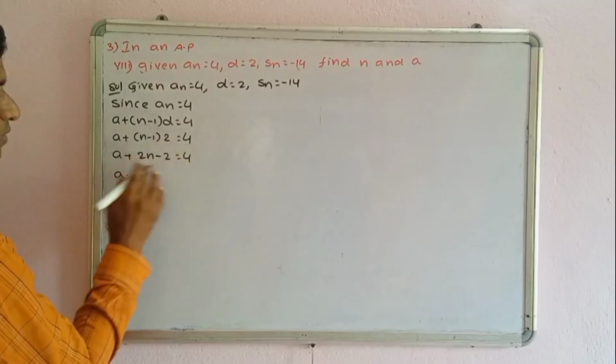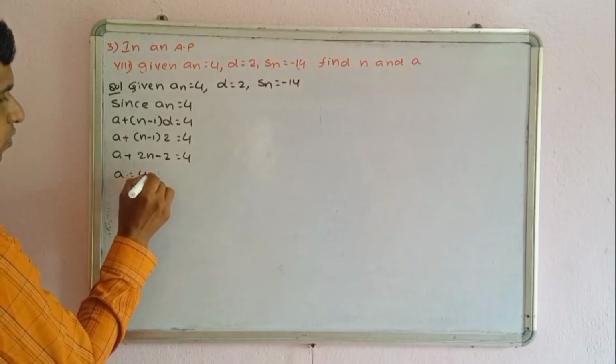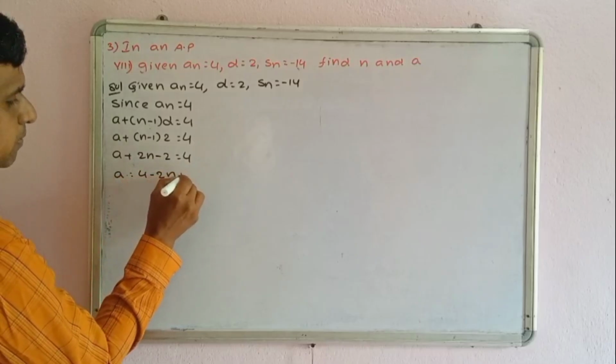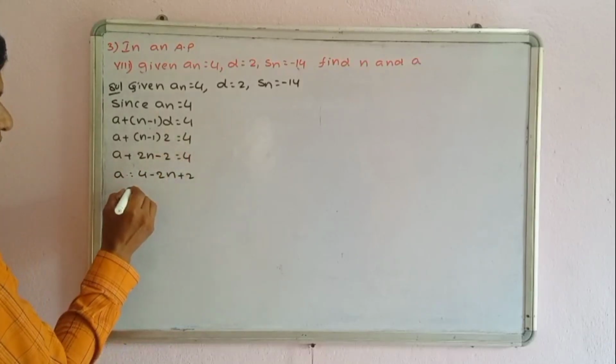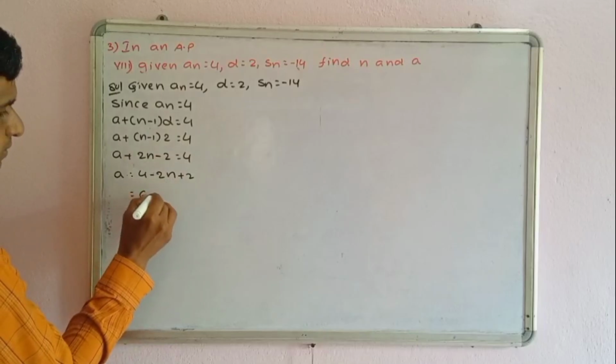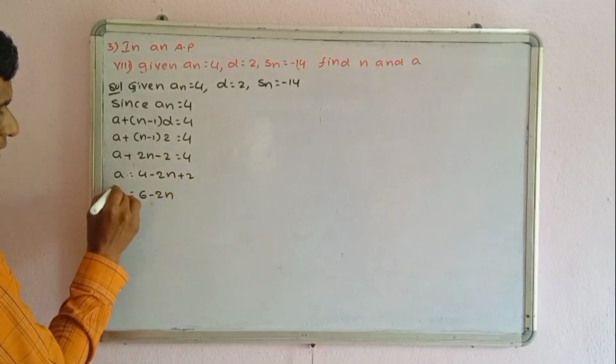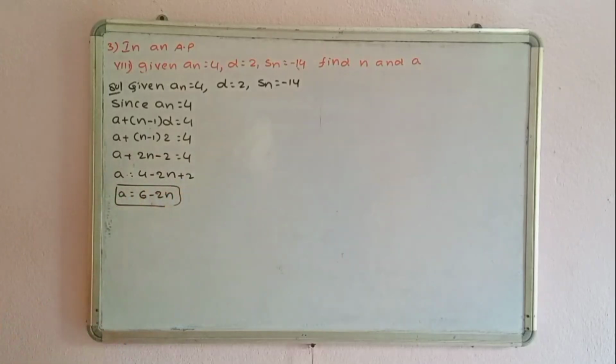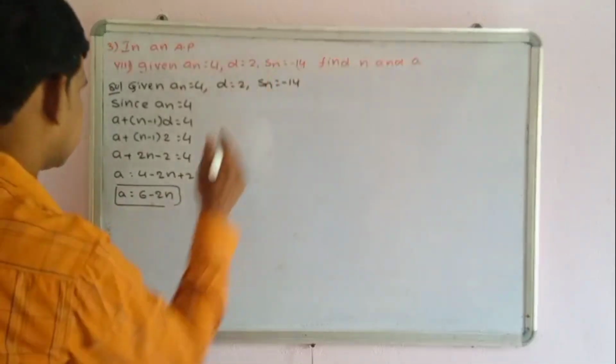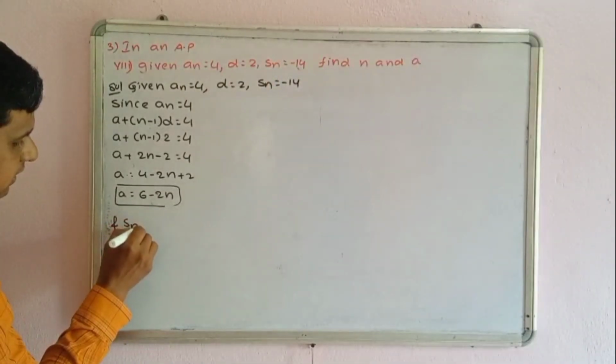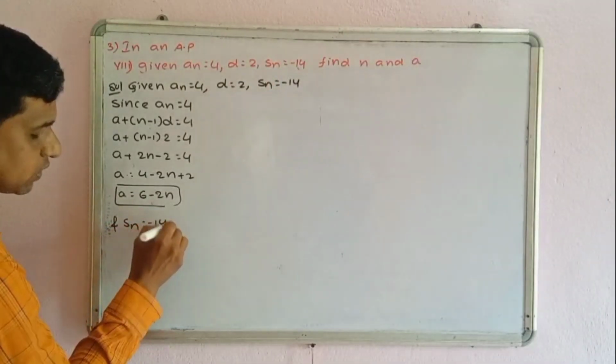So transfer these two terms into the right side. So 4 minus 2n plus 2. Minus 2 transpose to right side plus 2. So 4 plus 2 is 6 minus 2n. a equal to 6 minus 2n. Okay. Now what is the value of Sn? Sn equals to minus 14.